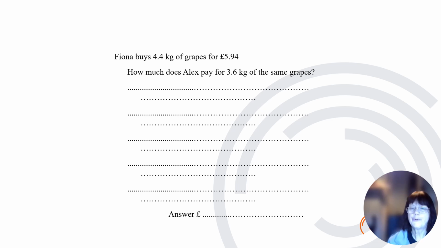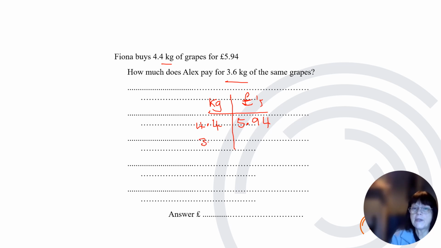So how did you get on? Let's work out what we know. So we are dealing with kilograms to pounds, and what we know is that 4.4 kilograms of grapes cost £5.94. But Alex wants to buy 3.6 kilograms of grapes. So we divide by the number above, we multiply across, and we will get £4.86. So Alex is going to pay £4.86. Well done if you got the answer correct.